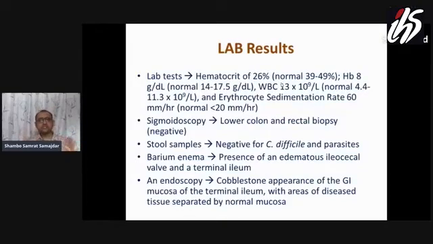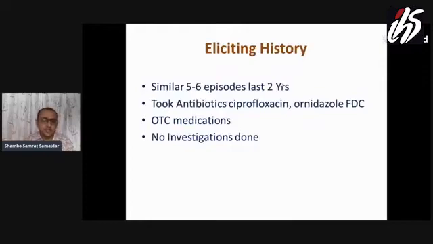So these are the lab results. Hematocrit is 26%, hemoglobin is 8 gram per dL, WBC count is raised, ESR is raised. Sigmoidoscopy, lower colon and rectal biopsy do not give any clue to any disease. Stool samples are negative for Clostridium difficile and parasites. Barium enema suggests presence of an edematous ileocecal valve and terminal ileum. Endoscopy suggests cobblestone appearance of the GI mucosa of the terminal ileum, with areas of diseased tissue separated by normal mucosa. So the diagnosis was made by the gastroenterologist.